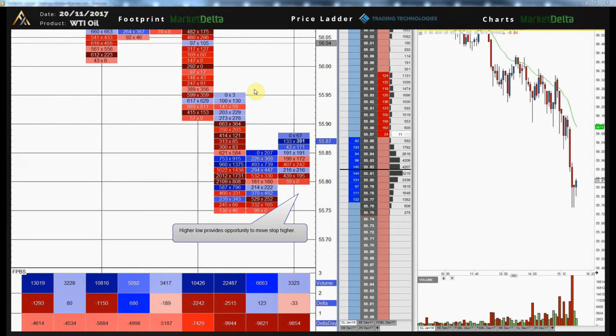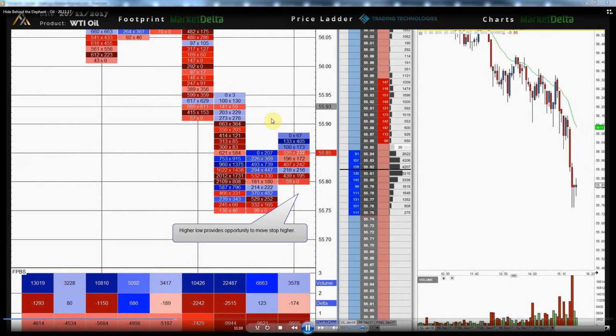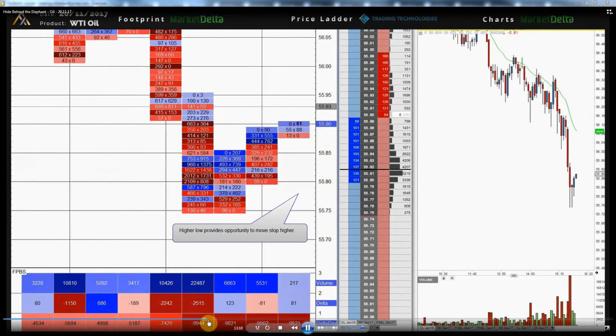Now remember, hiding behind the elephant trade is very much a scalp trade. So we're not looking to be too smart here. We're just looking to take advantage of a price action phenomenon within the price, the footprint chart. So that being said, obviously we would like to get up to this target, and let's see what happens. Now we can see at the end of this rotation, market continues to drift higher.